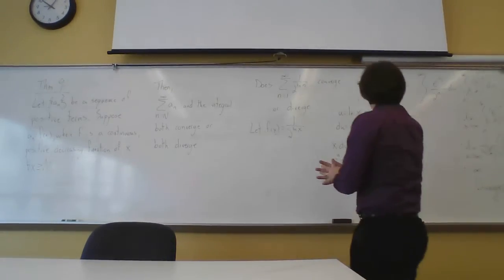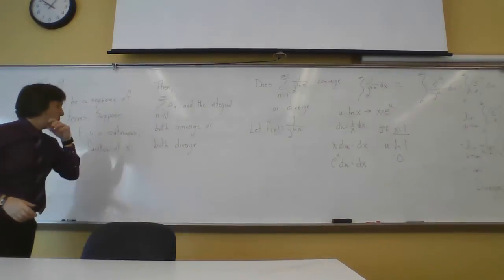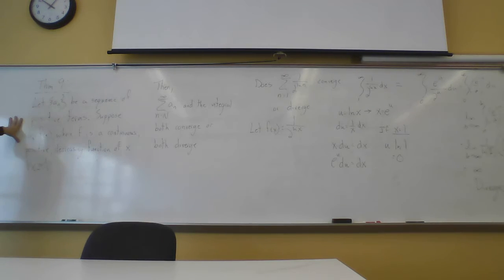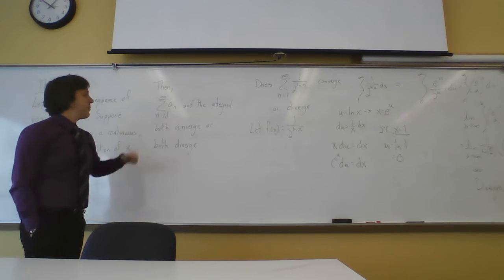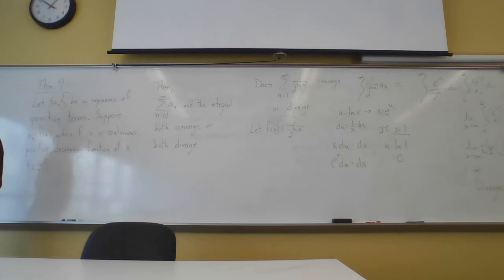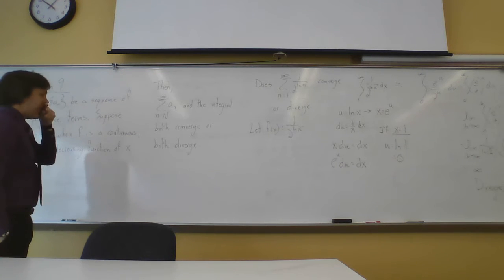All right, so let's continue on and finish up section 9.3. So we have a theorem, and it's going to get us basically our limit convergence test, limit comparison test. Theorem 9, let a sub n be a sequence of positive terms. Suppose that a sub n is equal to f of n, where f is a continuous positive decreasing function of x for all x greater than or equal to some n. Then the sequence from n equals n to infinity of a sub n and the integral both converge or both diverge. And so that's what we're going to look at.